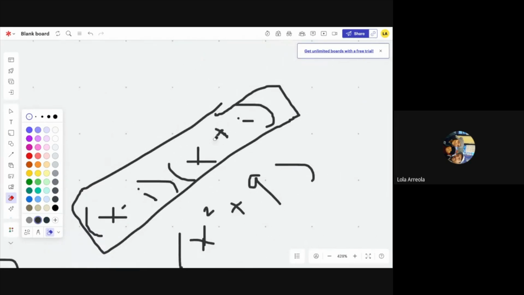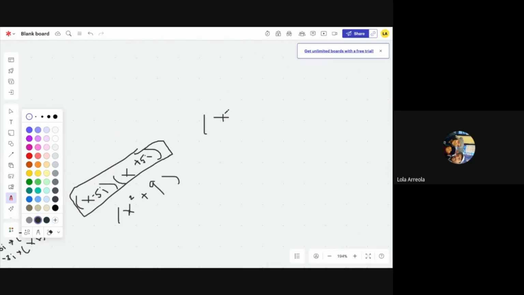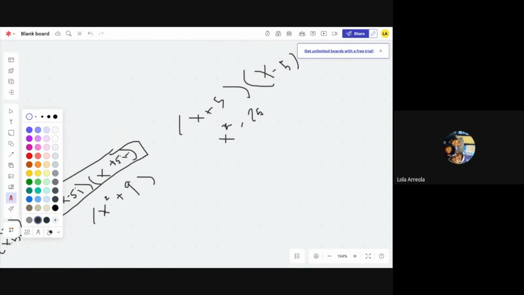What is the expanded form of x minus 5i times x plus 5i? Or what is the expanded form of x plus 5 times x minus 5? It's x squared minus 25. Since I see an i here, it would be plus 25.